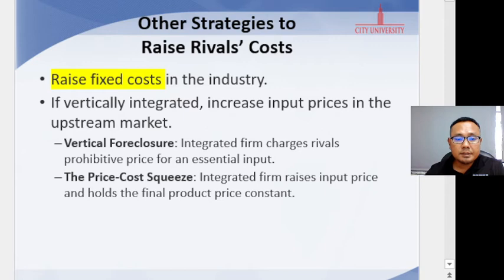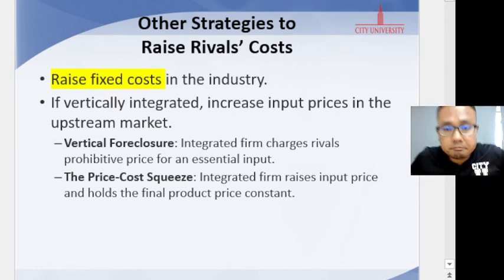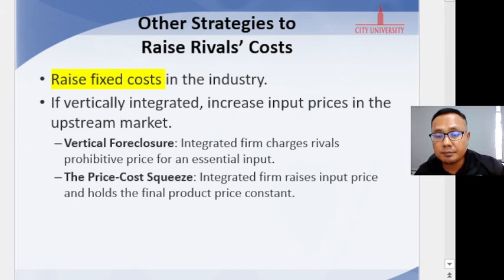Other than that, you can see the price cost squeeze. In specialized circumstances, a vertically integrated firm may potentially benefit from raising rival's cost through a price cost squeeze. Here, the vertically integrated firm raises the rival's cost on the input side, while holding constant or even lowering the price charged for the final product. This squeezes the margin of downstream competitors. The ultimate effect of a severe price cost squeeze is similar to that under predatory pricing, quite similar to that.